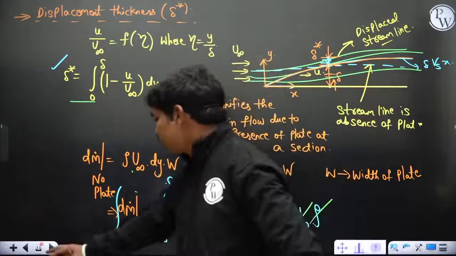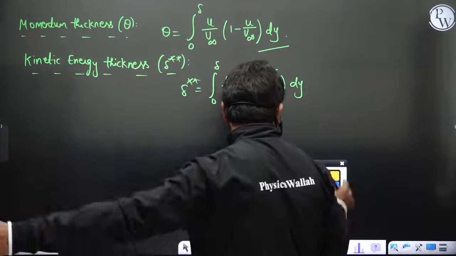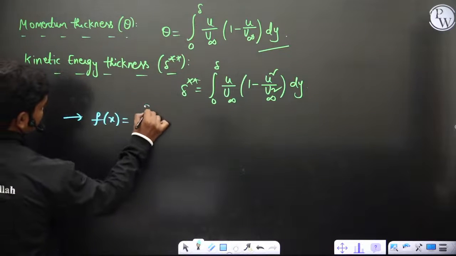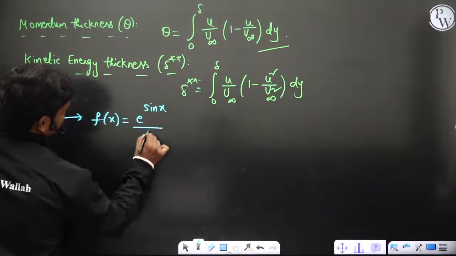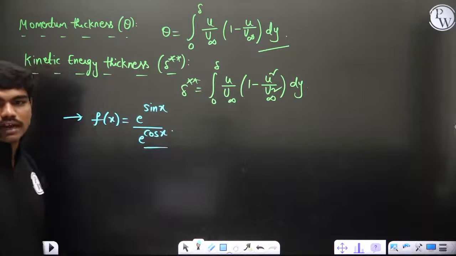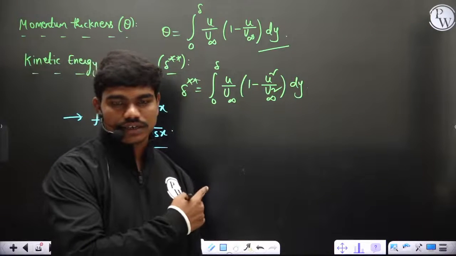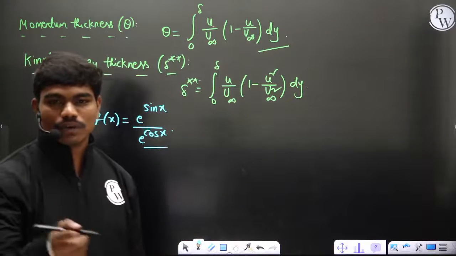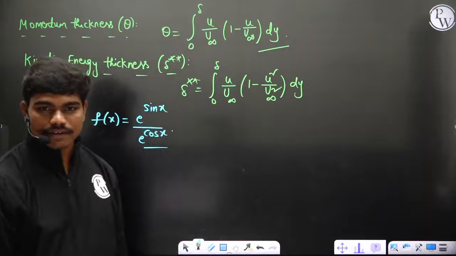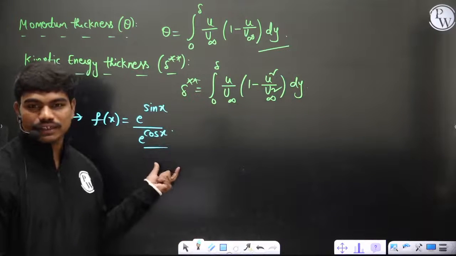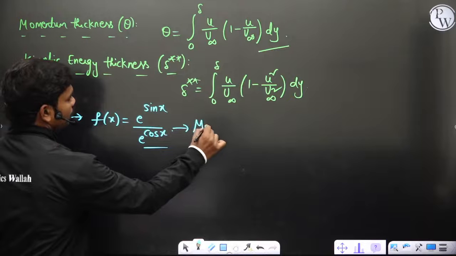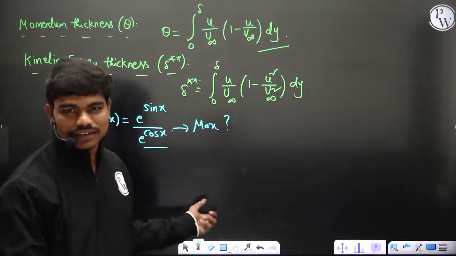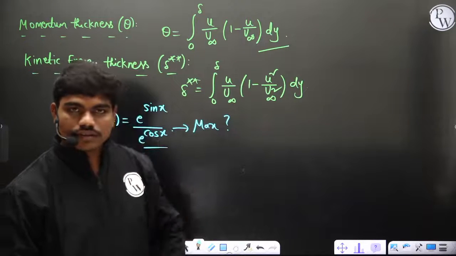Like there is a function. Actually, in Telegram, someone has asked me yesterday. F of x is e power sin x by e power cos x. So how to calculate the maximum value of this? This is the question, I think. Is that the guy who asked me this in the live? No. How to calculate the maximum of this function? Shall we solve this? Just 2 minutes, I think we need. Okay.